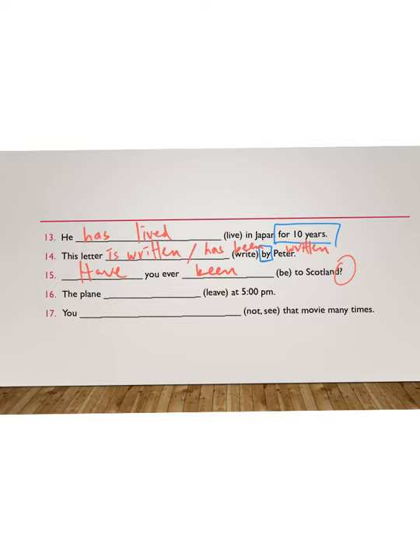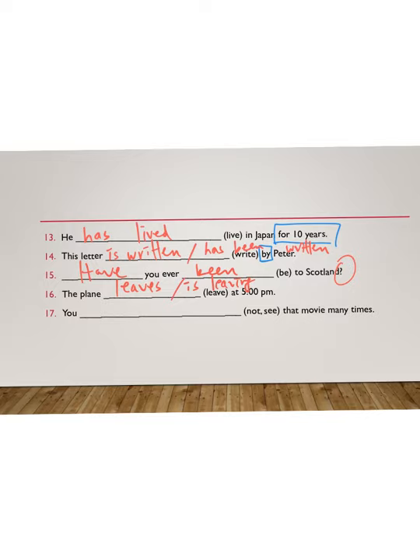Okay, number 16 is very similar to question number 12. We are talking about the future time, some fixed events on the timetable. And that's why we can use either present continuous tense or simple present tense. And the plane can do the action, and that's why we use active voice. The plane either leaves or is leaving at 5 p.m.